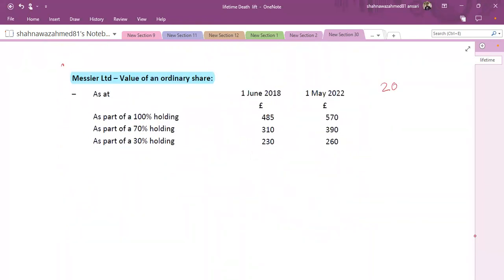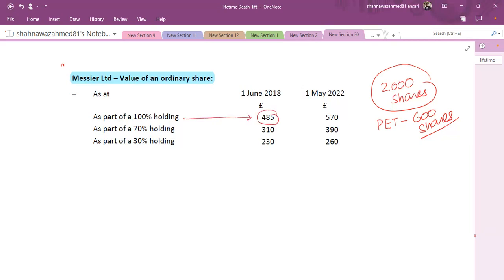Total shares subscribed is 2,000, and the potentially exempt transfer is against 600 shares. So we need to find out the value of 600 shares first. Now see, we have subscribed 2,000 shares. Initially, the per share value on the basis of 100% holding was 485. Now, from 2,000, 600 shares are sold, and the remaining shares are 1,400 out of 2,000. So we'll see how much percentage is left over, so that I can identify the value.